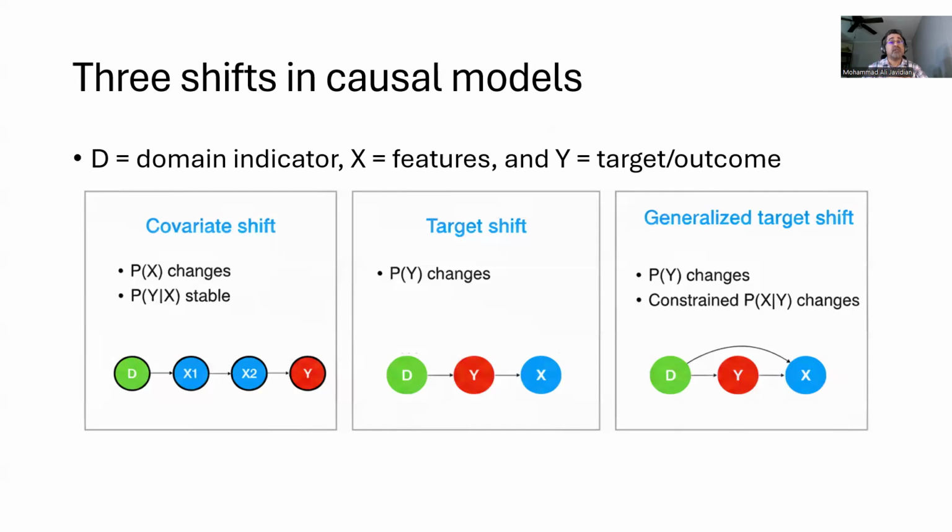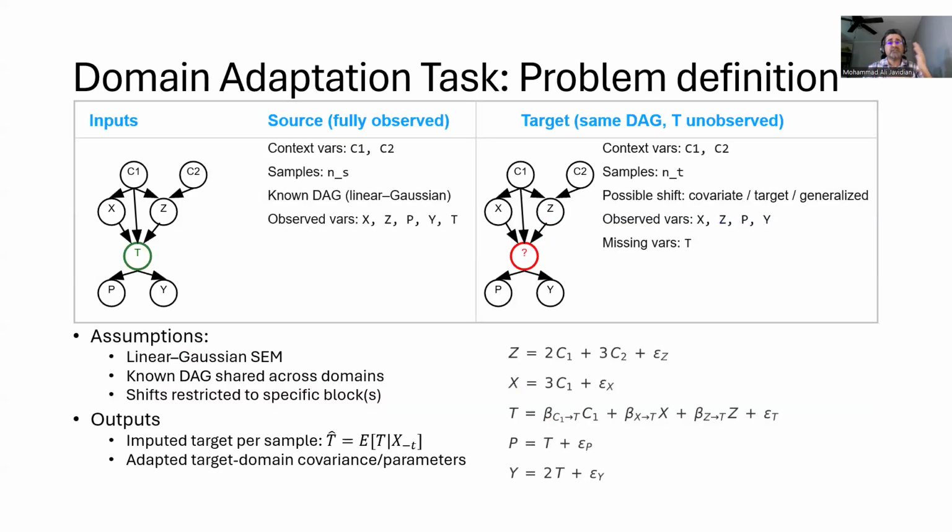However, these are not the only possible shifts, but we focus on these 3 because they cover many real cases and let us design principled identifiable updates. With that in mind, let me define our domain adaptation task precisely. In the source domain, everything is observed. In the target domain, the same DAG holds, but the target variable t is unobserved. Our goal is to impute t robustly under shift, assuming a linear Gaussian model and a known DAG.